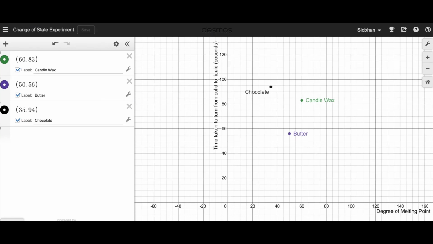From this graph, we can see that there is no straight line relationship between the melting point of each substance and the time it takes for it to turn from a solid to a liquid over an open flame. I wonder, what happens if we use a different brand of butter, chocolate, or candle wax? Will we get the same result?